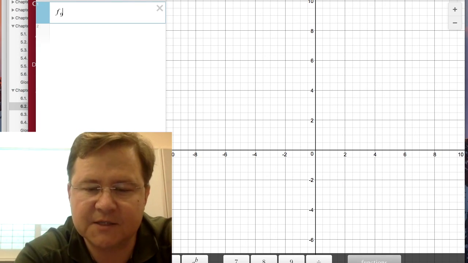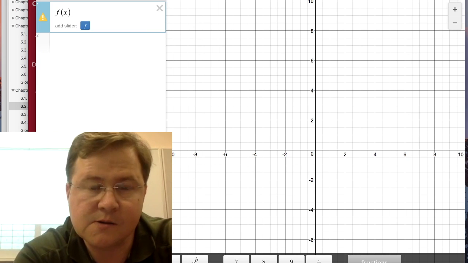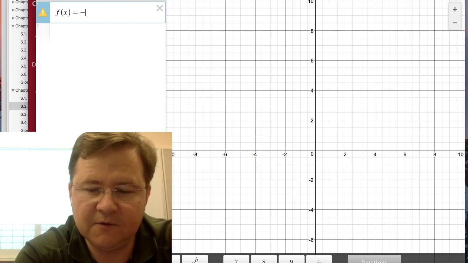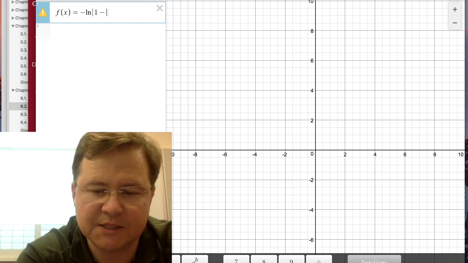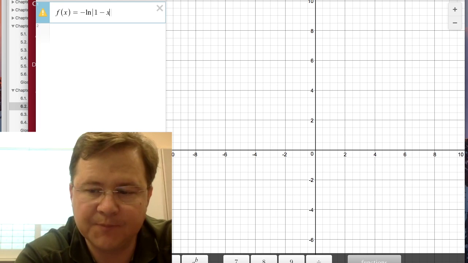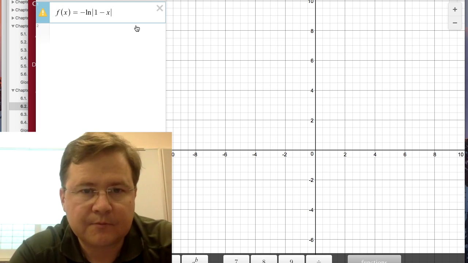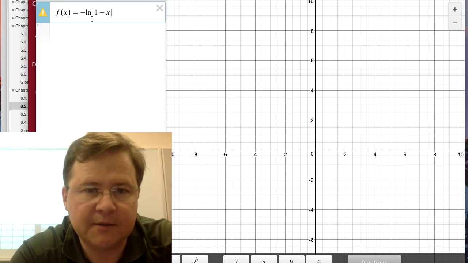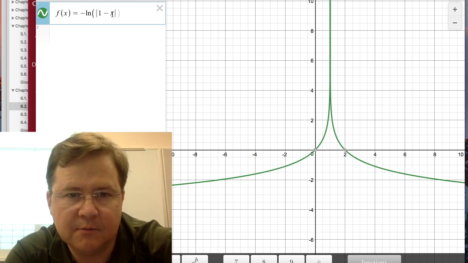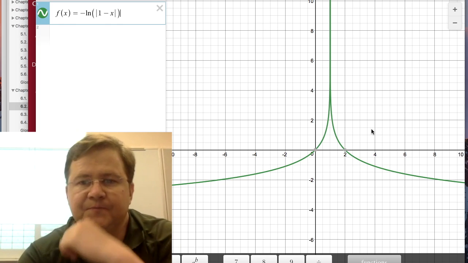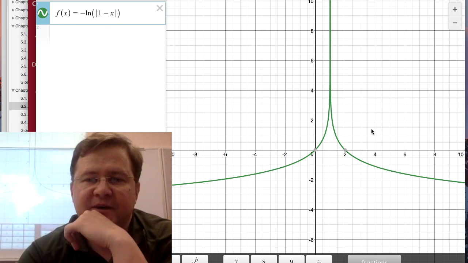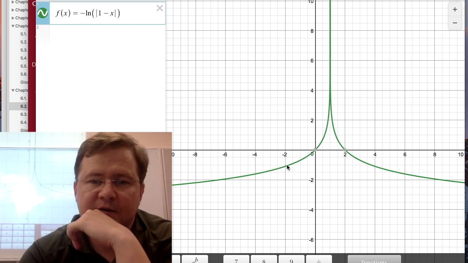so f of x, what am I doing? It's going to be negative natural log of the absolute value of 1 minus x, right? Maybe it wants parentheses. There it is. So that's what the graph looks like. Without the absolute value, it would just be, I guess, this much of it right here, right?